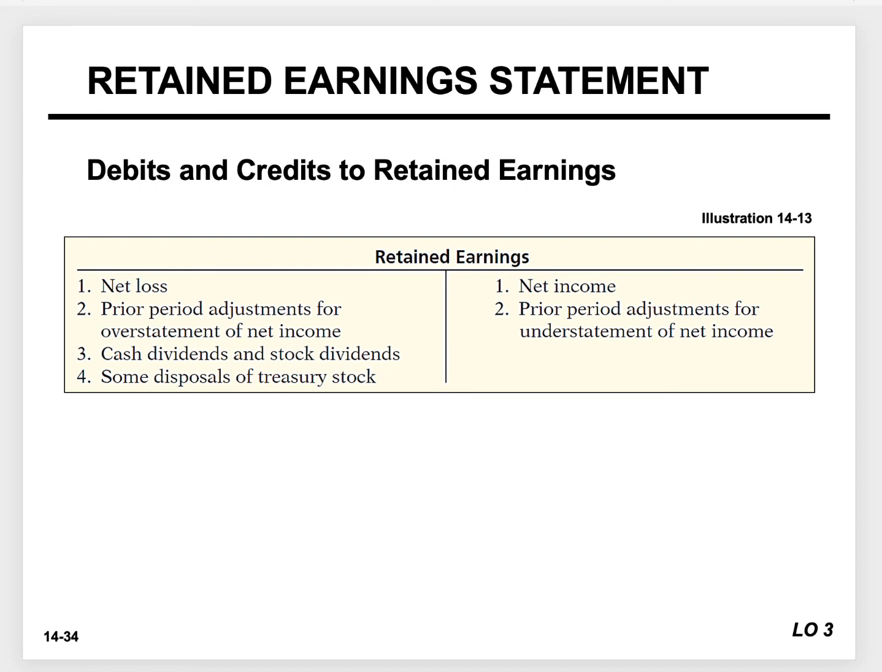Again, a year or two down the road, we catch the mistake. We realize that 2 years ago we made a mistake. We understated our net income. 2 years ago, we didn't put enough net income into retained earnings. We're here today. We caught the mistake. Let's fix it. We need to increase our retained earnings. Okay?